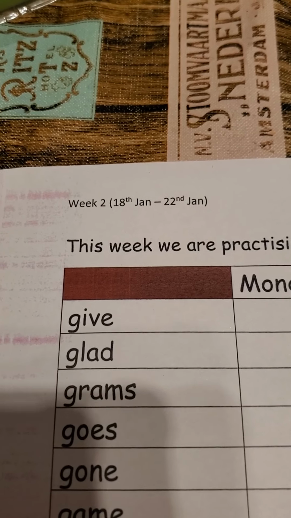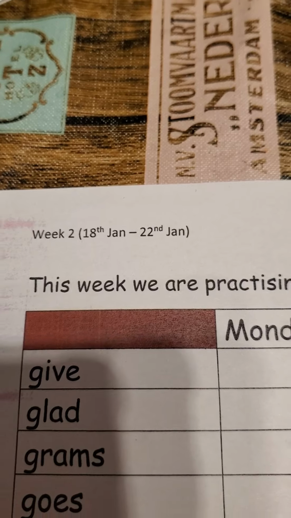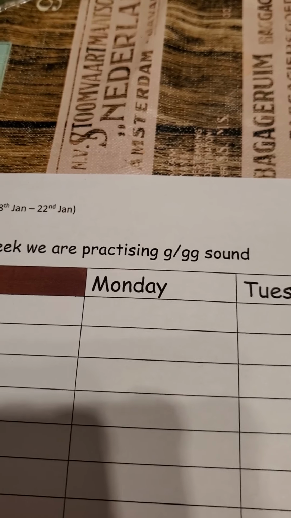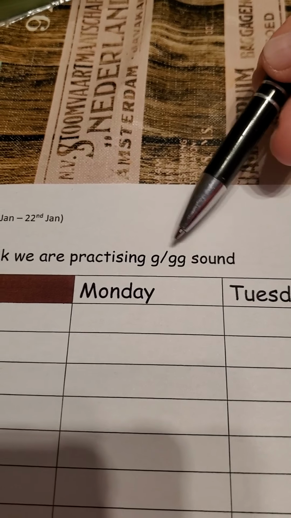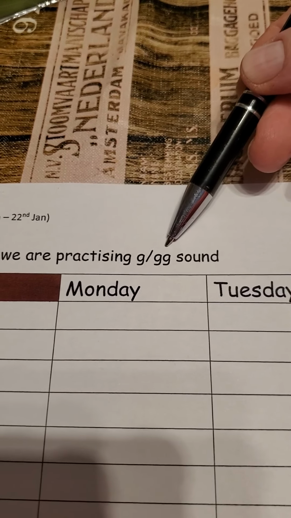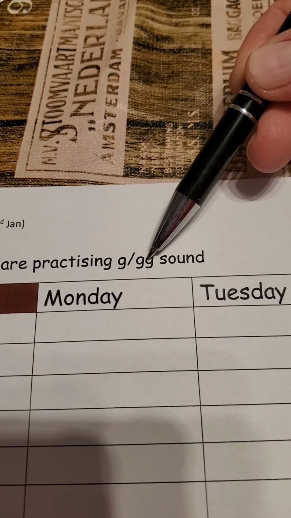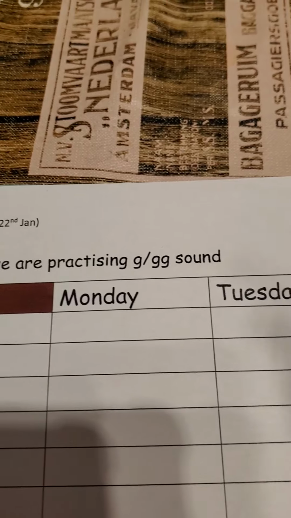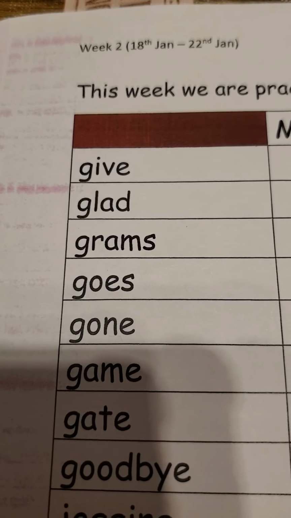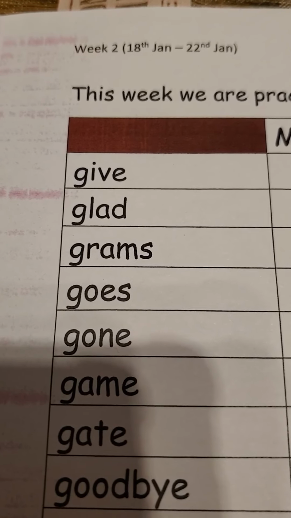You'll see now that we're into week 2, and there's the date at the top to help you as well. And this week we are practicing the G sound, made with 1 or 2 G's. And the 2 G's is an example of a digraph where 2 letters make one sound. So we have G and G. So let's begin by looking at our words, and you can repeat them aloud after me.